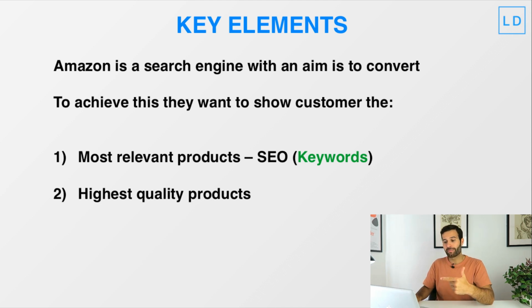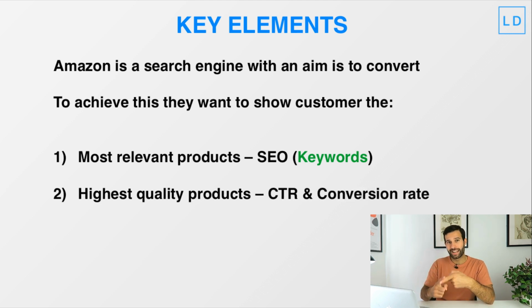Then if we want to show Amazon that our product is of high quality, Amazon determines this by the click-through rate and the conversion rate. The click-through rate of our product is basically how many people view our product in the search results divided by the number of people that actually click into our product. Okay, so the better your product listing, the higher your click-through rate is going to be. The same with your conversion rate.